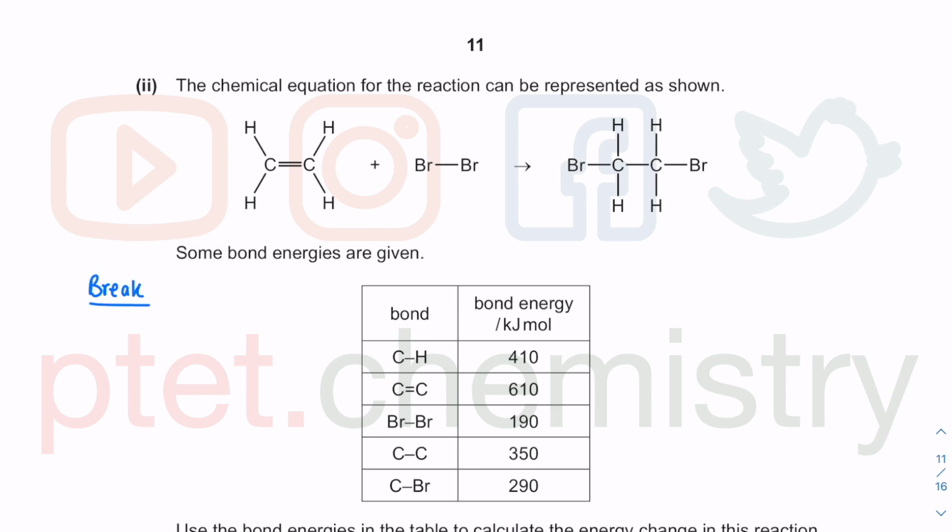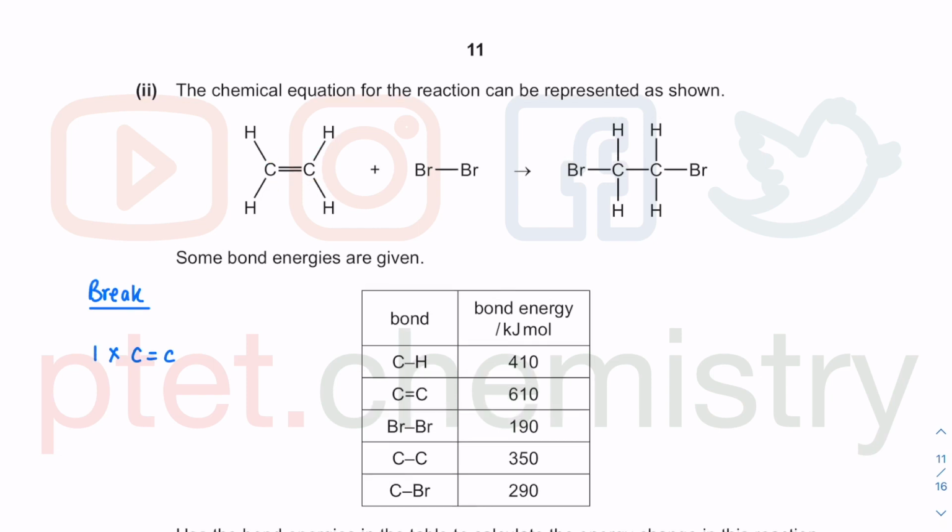If we look at the structure on the left, we are breaking one of these carbon-carbon double bonds. So it's all about bookkeeping really. 1, 2, 3, 4. So 4 of the C-H covalent bonds and 1 of these Br covalent bonds. Looking at the table, there will be the C=C double bond. So 610 multiplied by 1. 4 times C-H, 410 multiplied by 4. Last but not least, 190 multiplied by 1.